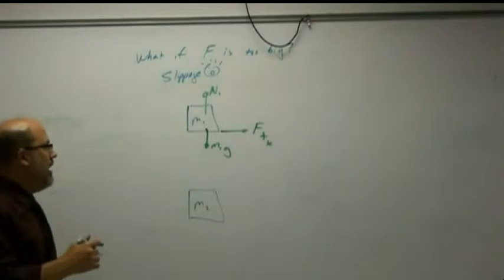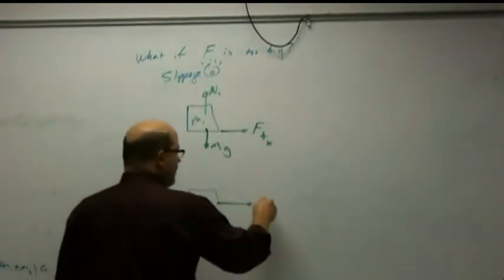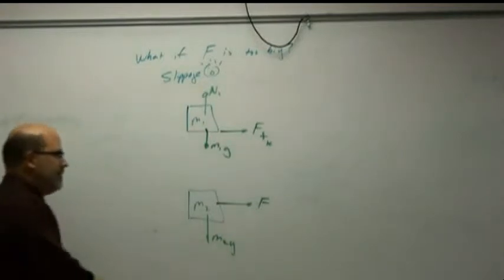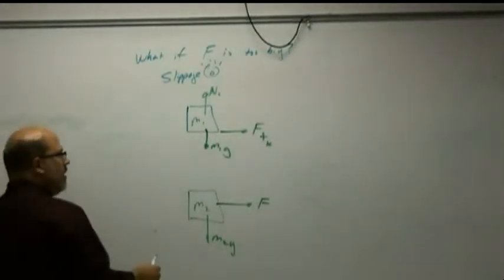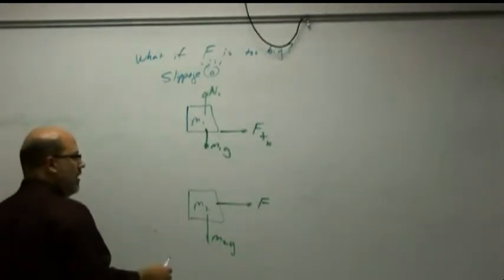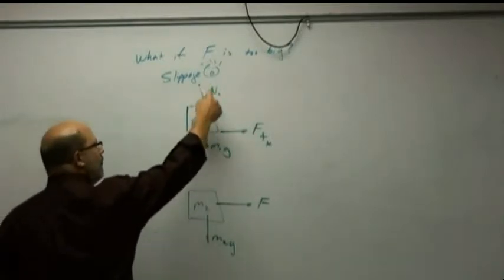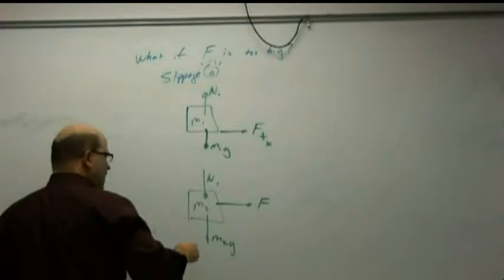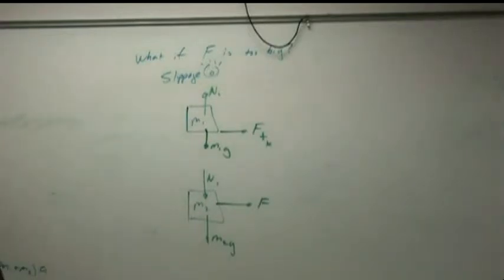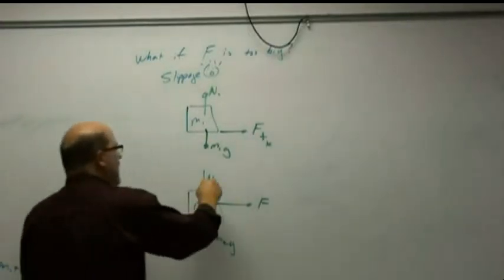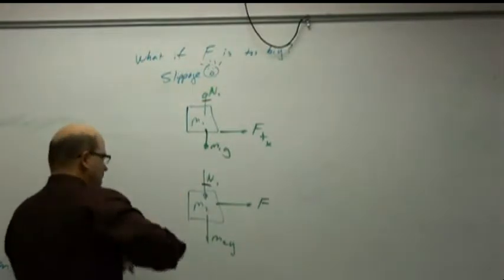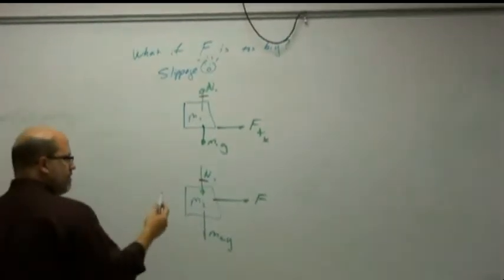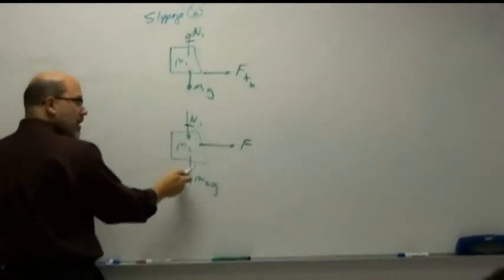What do we have? Force F to the right. M2G. What else? A normal force from the top block down, N1. That's the equal and opposite pair here. What else do we have? Normal 2, up from the ground on this one.